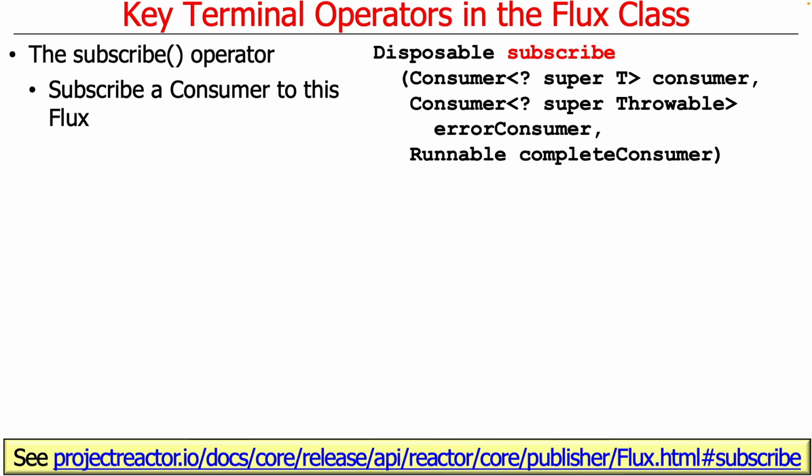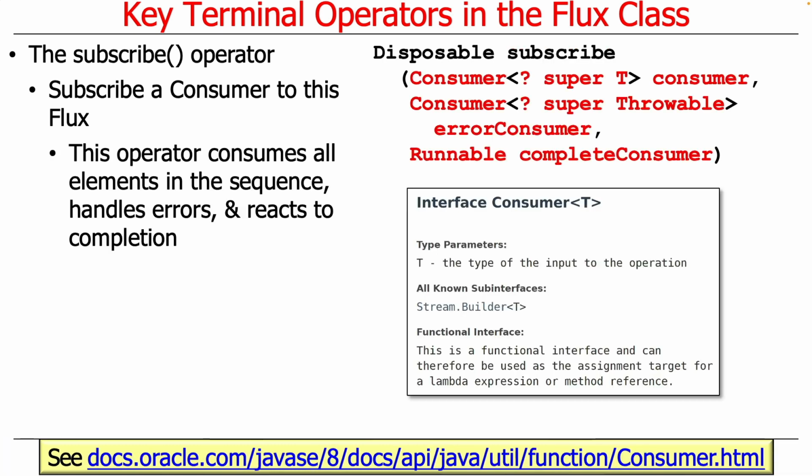So the way you do this is called subscribe. It's a core operator. It's very important to understand because nothing works without subscribe in one way or another with reactive programming. And the subscribe operator has a whole bunch of different method implementations. We're just going to talk about one of the most common ones. And this method is going to subscribe a consumer to this Flux, or subscribe a bunch of consumers and runnables to this Flux. So what this operator does is it consumes all the elements in the sequence.